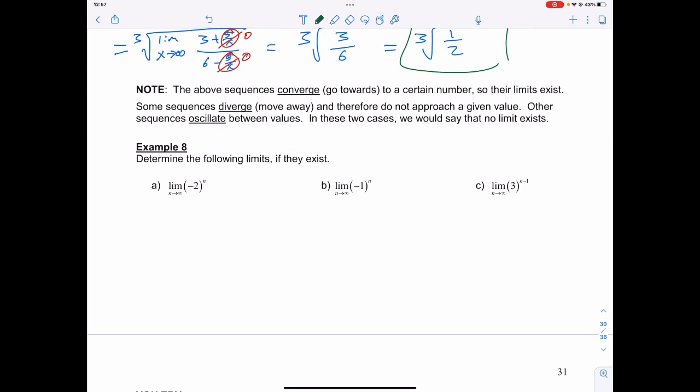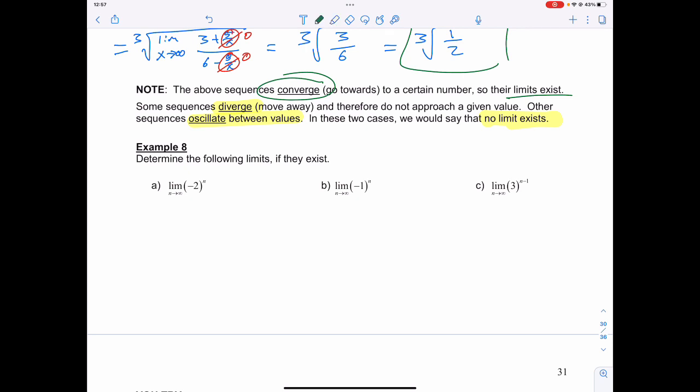If we take a look where the above examples converge towards a certain number, that means that they actually have a limit because it's going towards a specific number. As we already know, right from the first example from today, the sequences can diverge or move away from each other and not approach a value, or they can oscillate between values. And in both these cases, we'd say that no limit exists.